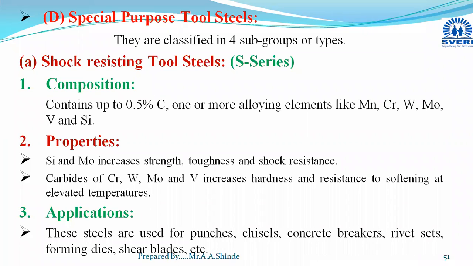temperature ranges also. And due to these characteristics, these shock resisting tool steels or S series tool steels are used for manufacturing of different kinds of punches, chisels, concrete breakers, rivet sets, forming dies, and shear blades. Okay, these are shock resisting tool steels.